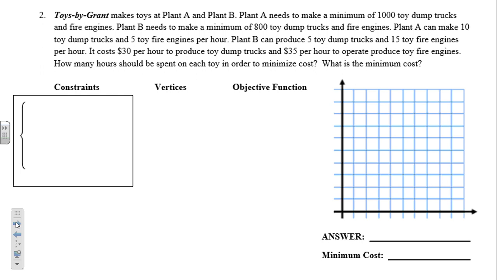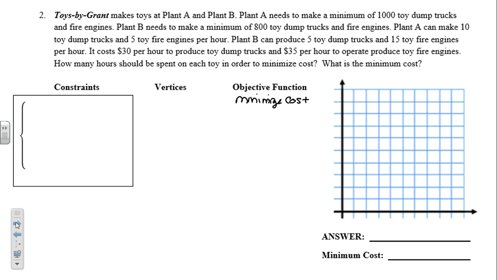All right, so what's our objective here? Minimize the cost, okay? So our goal is to minimize cost. Where are our costs involved? Per hour, right? We have a rate: $30 per hour to produce dump trucks and $35 per hour to produce fire engines, okay?